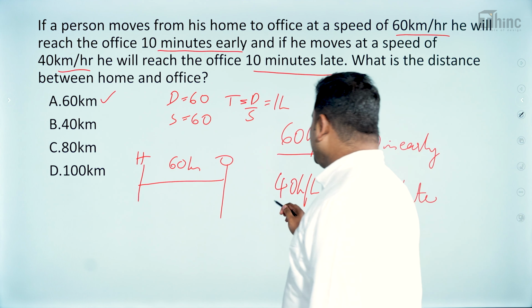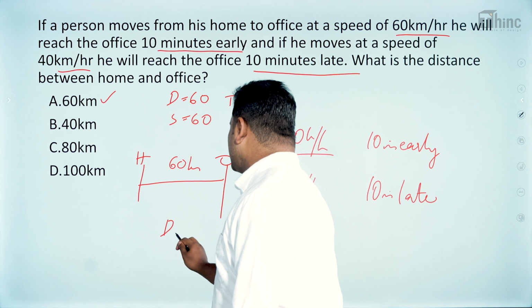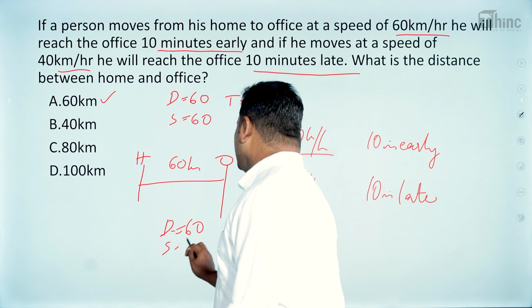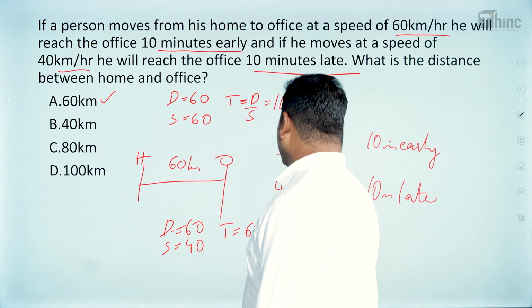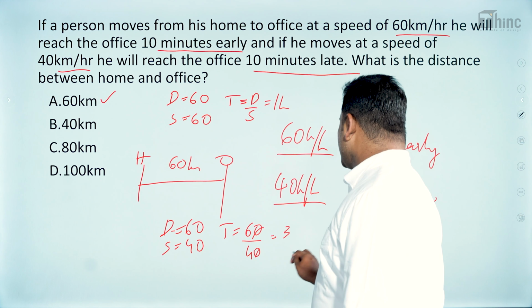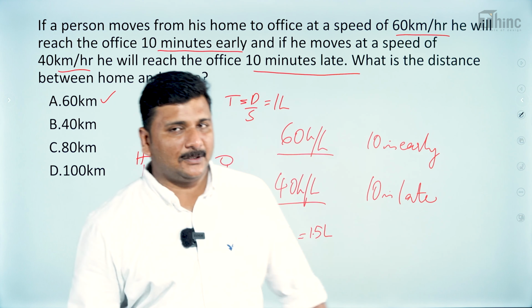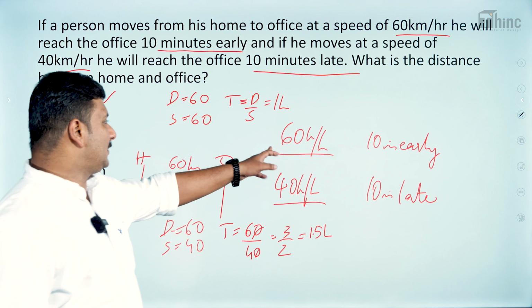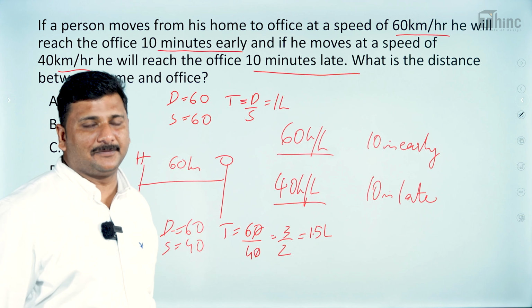Now, imagine he's moving at a speed of 40 and the distance is 60. What is the time taken? Time taken will be distance by speed, which is 60 by 40, which is basically 3 by 2 hours or 1.5 hours, right? That means if 60 is the distance and he moves at a speed of 60, he takes 1 hour. If he moves at a speed of 40, he takes 1.5 hours.